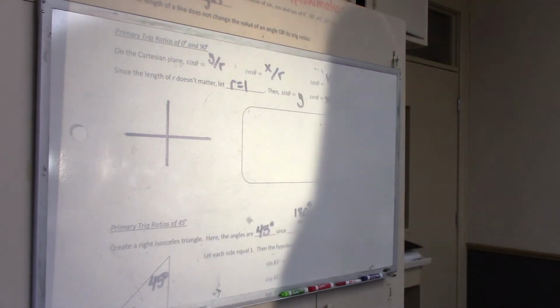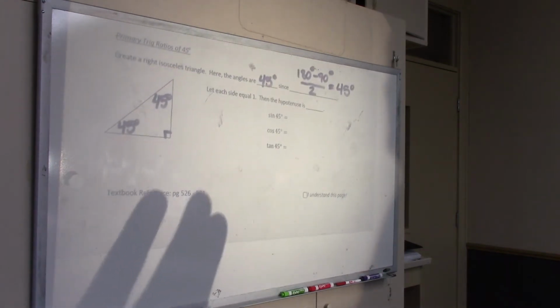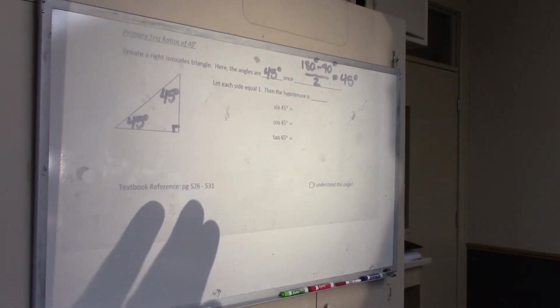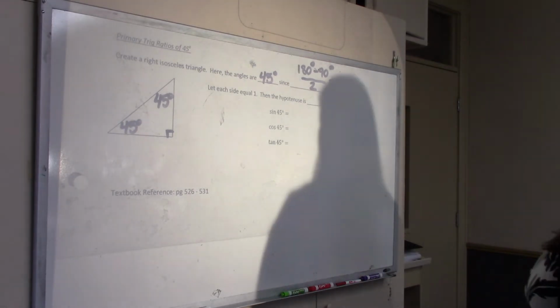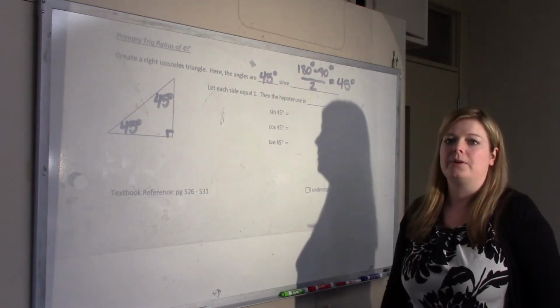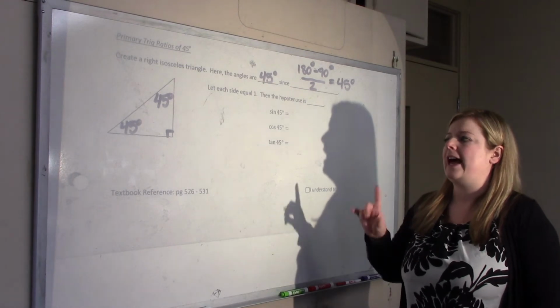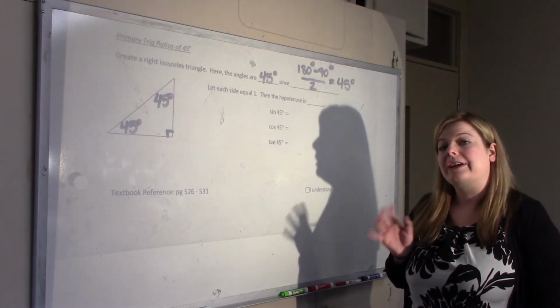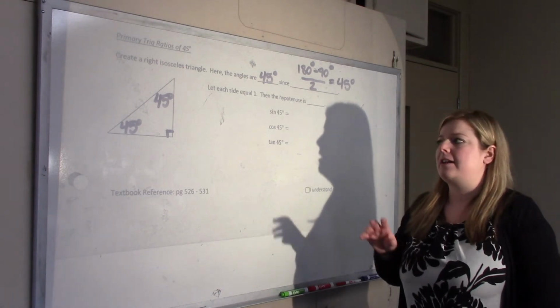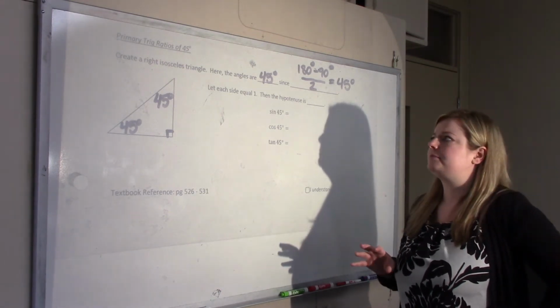Okay, so that's dealing with 0 and 90 degrees. But what about primary trig ratios of 45 degrees? So the first thing you want to do is create a right isosceles triangle. Pay careful attention to how this triangle is created, because it's best to memorize how to create the triangle rather than just memorizing the triangle.